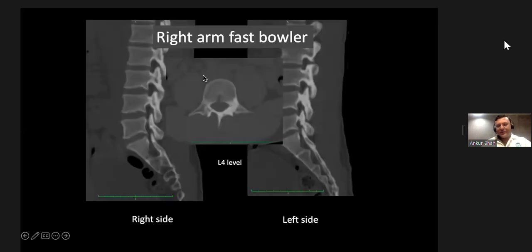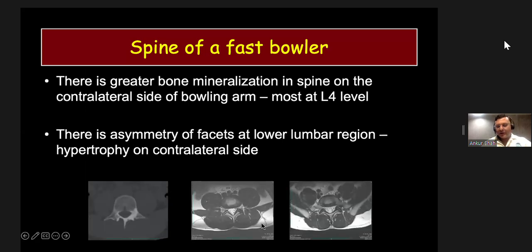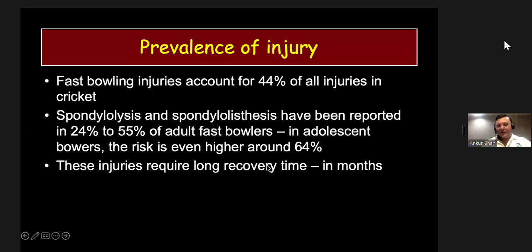So if the person is a right arm fast bowler, you will see those changes more on the left side. If the person is a left arm bowler, you will commonly see them on the right side. There is even some facet asymmetry on the contralateral side. So in a right arm fast bowler, you will see mild hypertrophy of the left facet joint, which is like a compensatory change, or you will see it invariably in each and every player.